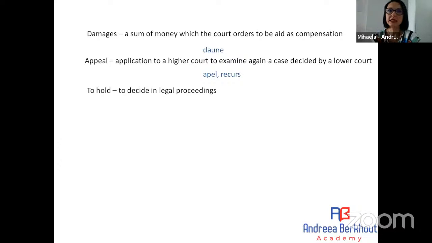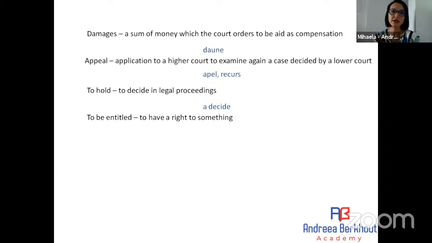To hold, in legal, would mean to make a decision. In legal proceedings would mean in different processes or in different activities, legal activities. So specifically for the legal English, to hold is to decide, care și în română ar fi a decide, but we know that the verb to hold in other contexts would mean something else, a ține, a avea, inclusiv a aștepta, a reține, la fel.